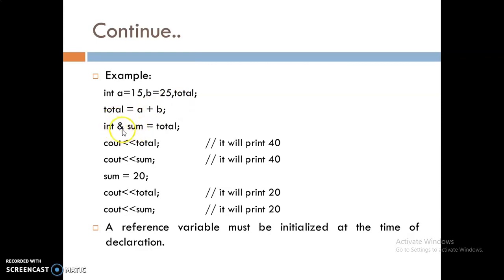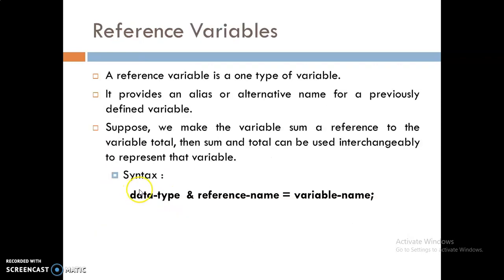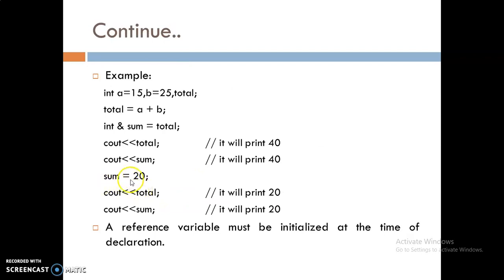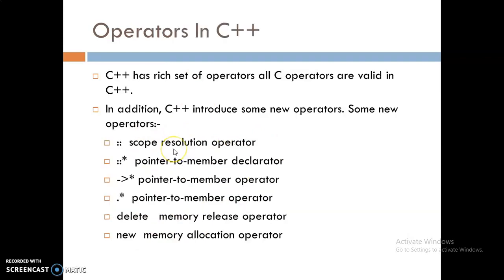According to the syntax, we put the ampersand sign here. So when I print the value of sum, it will display 40, and when I print the value of total, it will display 40. Both variables display the same value because we have kept the same name for total by using ampersand and the reference name. Also, when the value of sum is 20, total will also display 20. When the value was 40, sum displays 40 and total also displays 40.